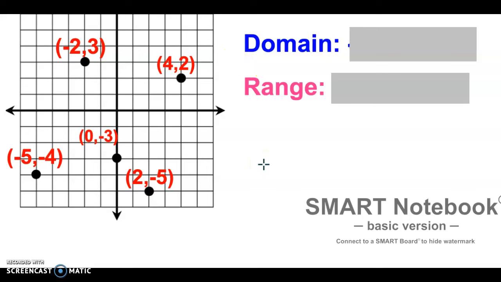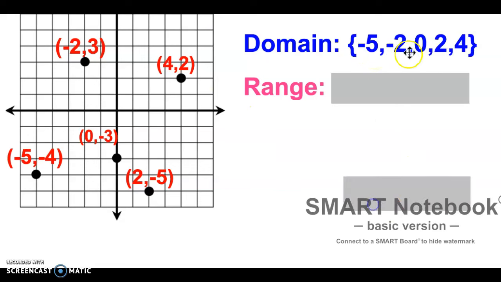Now remember, the domain is all the possible x values. So what I'm going to do for the domain here is I'm literally just going to list in my brackets all of the possible x values. So the x value of each point on my graph. So -5, -2, 0, 2, 4. We do not write an inequality because this graph is not continuous. So when you're just given the points, you list all of the possible x values, all of the x values for each point.